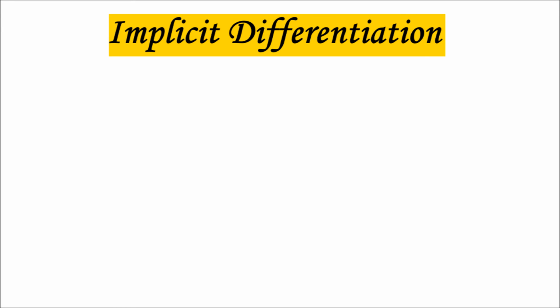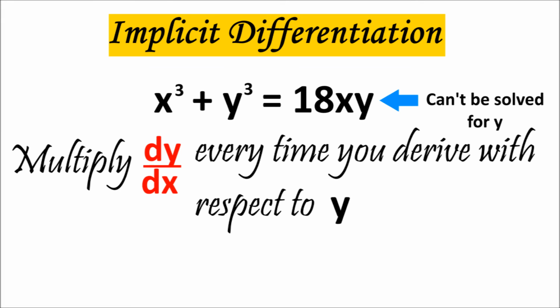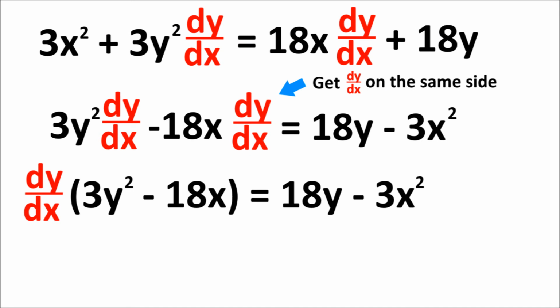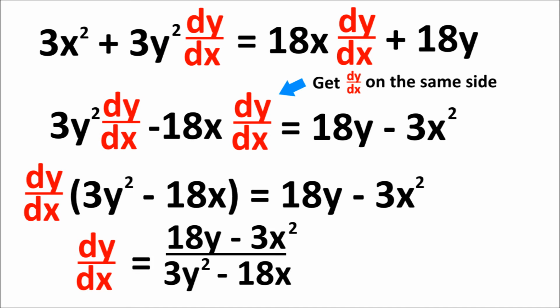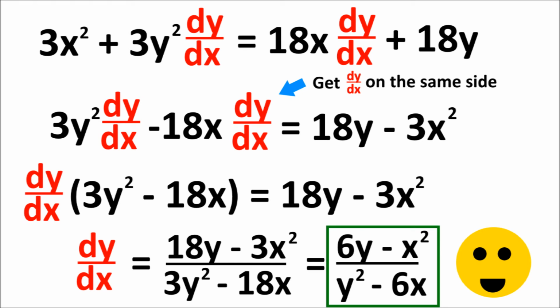So this problem must be solved implicitly because the y is caught up in everything. It's not by itself. And in order to do that, you must implement a dy dx every time you differentiate y. So you would take the derivative of each individual part, and then you must get the dy dx on the same side and factor it out so you can solve for it. Then you just simply solve for dy dx, and then you simplify it, leaving you with 6y minus x squared over y squared minus 6x as your final answer to the derivative of x cubed plus y cubed equals 18xy.